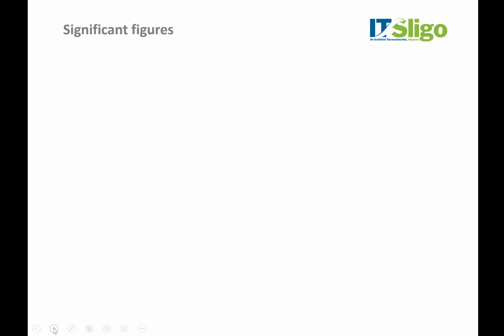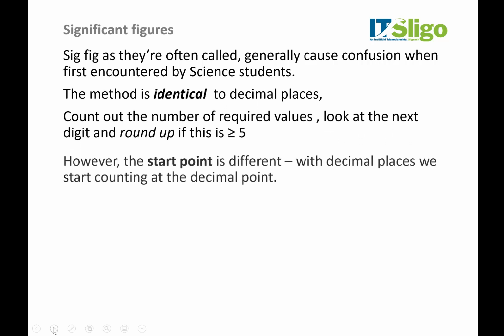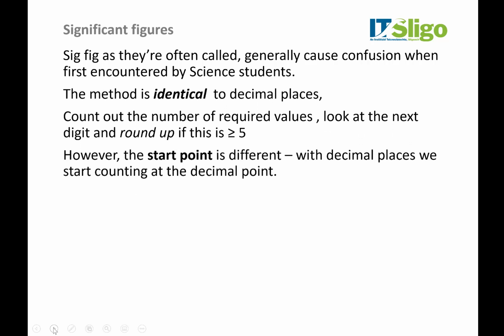So first we take a look at significant figures. I'm not going to cover decimal places. I think most people are okay with decimal places. Sig figs, as they're often called, generally cause confusion for science students. So we're just talking about rounding. If the next value is 5 or greater, we round up.